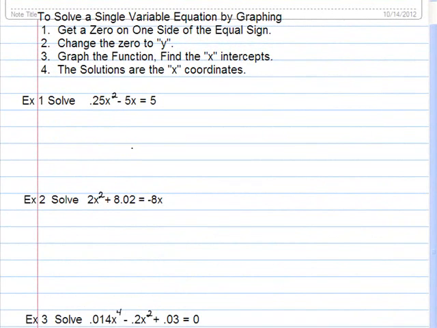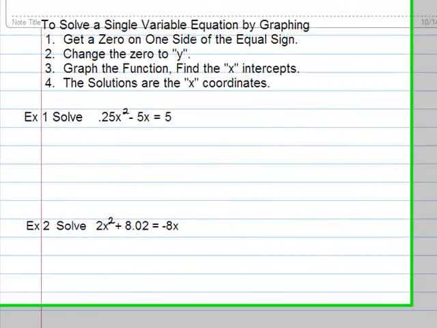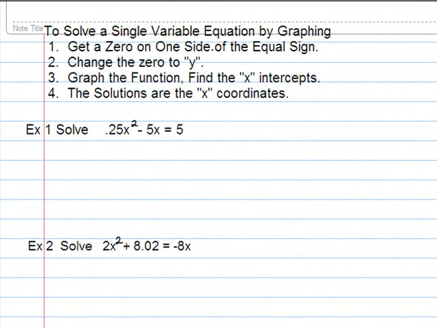In this podcast, we're going to take the skills we've learned so far with our graphing podcast, and we're going to use it to solve single variable equations. A single variable equation is an equation like this one in example 1, where there's only one variable in it. And we're going to be using the same 4 steps to do all of these problems. All of them are solved problems with a single variable.